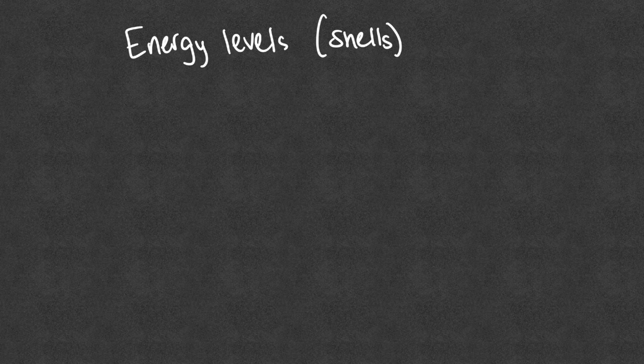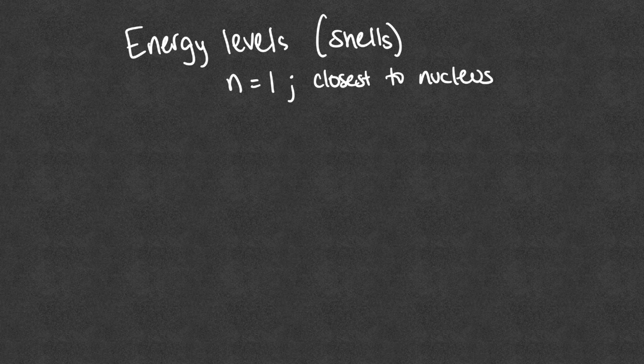We notate energy levels with an N. When we say energy level equals 1, we're talking about the energy level closest to the nucleus. Then it grows from there: energy level 2, energy level 3, energy level 4, energy level 5, and so on and so forth. These are just places, the basic area where we could find the electron.